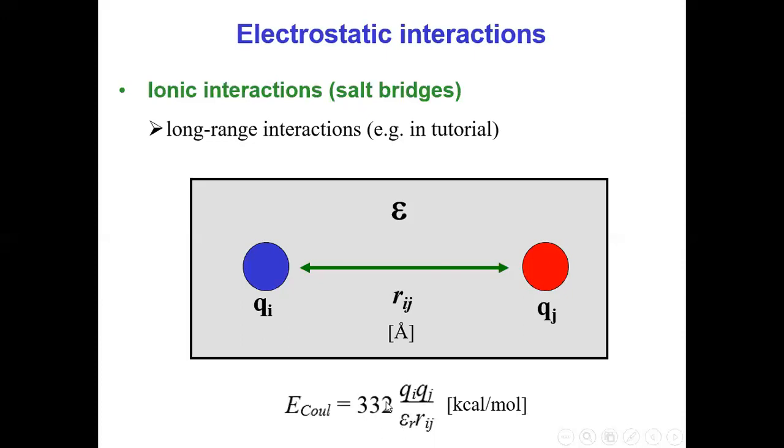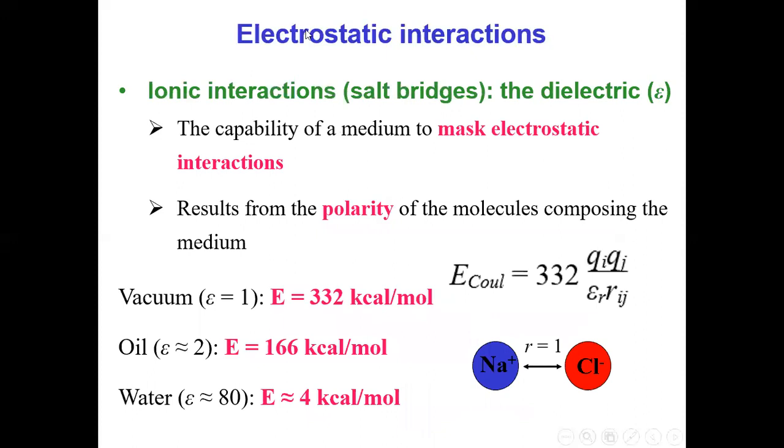So the Coulomb equation is pretty simple, but we haven't understood yet what epsilon means, what the dielectric constant means. I mentioned that it has to do with the property of the medium in which the charges reside, and it actually expresses the ability of the medium to mask or to decrease the strength of the ionic interaction between ions inside this medium. So what makes the medium mask interactions or decrease their magnitude, their interaction energy? This has to do with the polarity of the molecules that compose the medium.